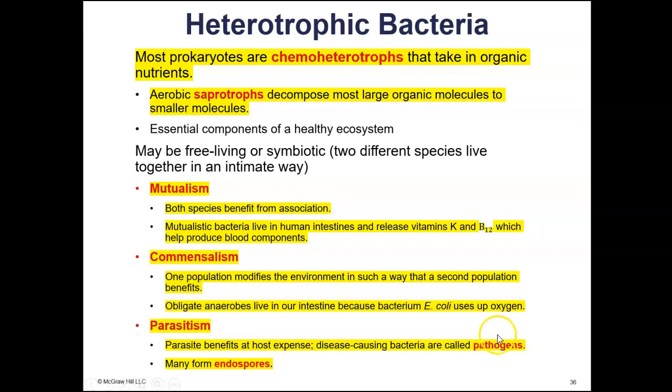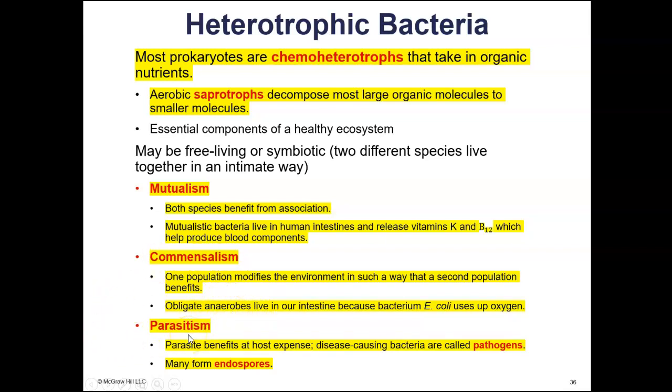And they live there because the E. coli bacteria that also live there use up the oxygen. Those obligate anaerobes can live in that environment because it is free of oxygen. So they benefit, but we are not affected, in other words, and that's why it's commensalism.